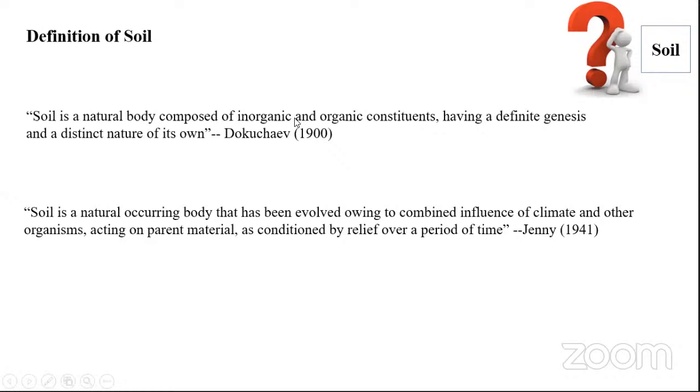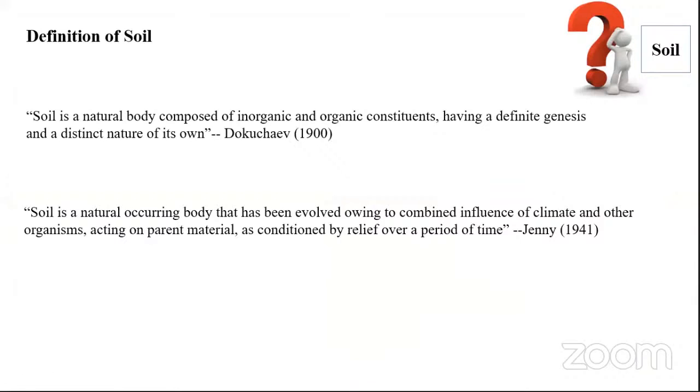And what Jenny is saying in 1941: soil is a naturally occurring body that has evolved owing to the combined influence of climate and organisms acting on the parent material and conditioned by the relief over a period of time. See, Jenny was a great scientist. He talked about the parent material, the climate, the organisms, and he said it's a naturally occurring body. That is the greatness in Jenny's definition. And he talked about the relief. He gave all the soil forming factors.